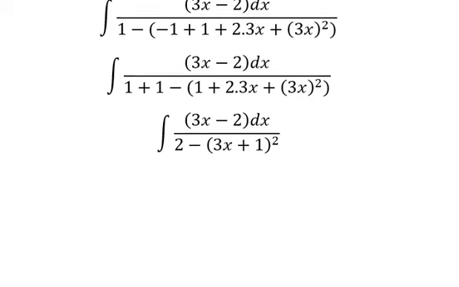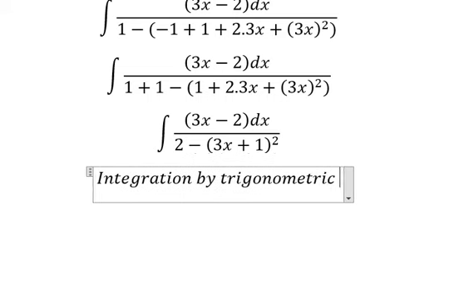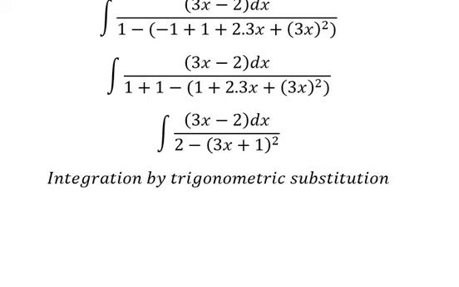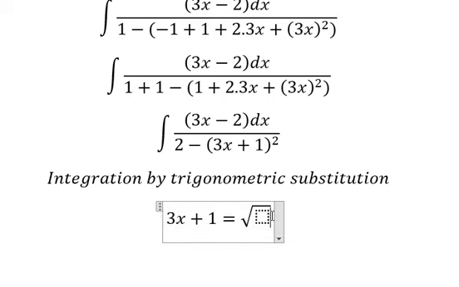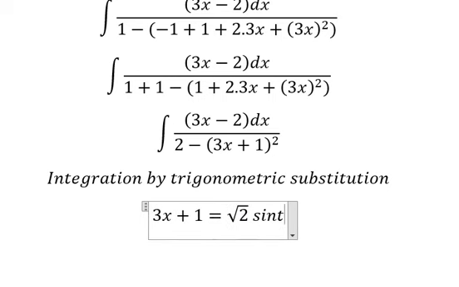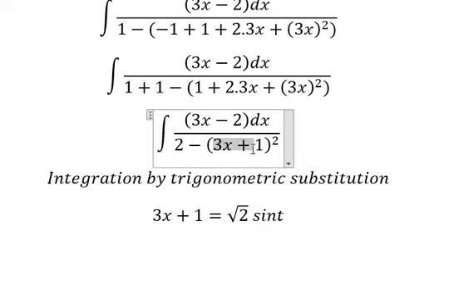Now, we can use integration by trigonometric substitution. So I will put 3x plus 1 equals the square root of 2 sine t. Because if we put this one in here, we will have 2 sine t squared. Number 2 and number 2, we can do factorization. 1 minus sine t squared, we change for cosine t squared, and later that we simplify by dx.